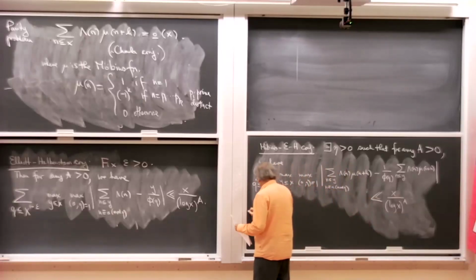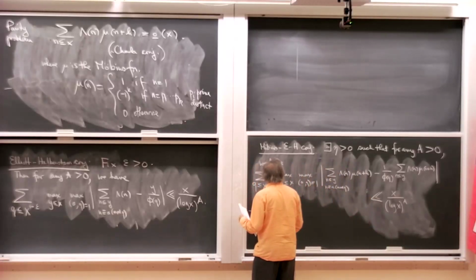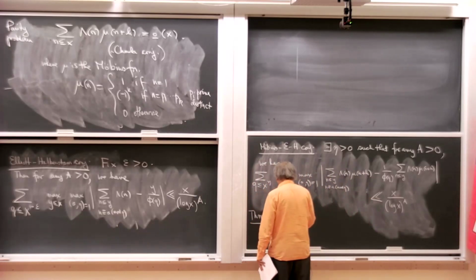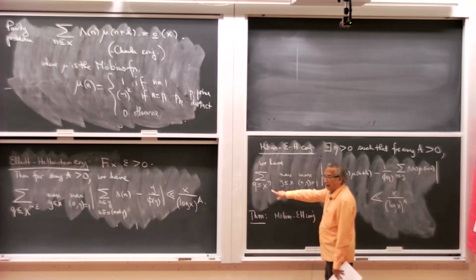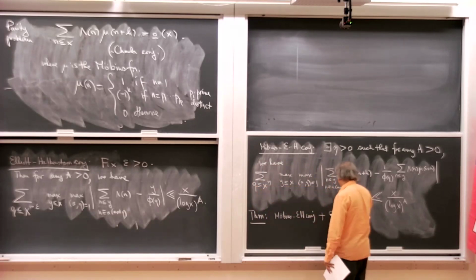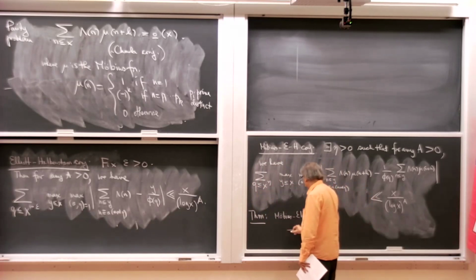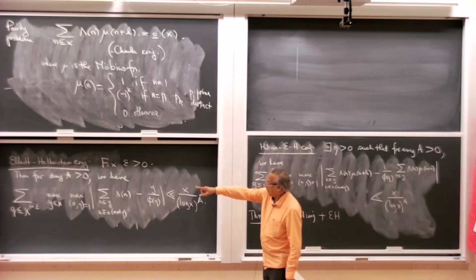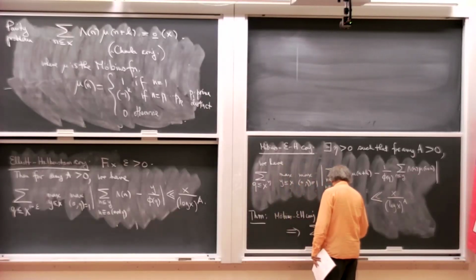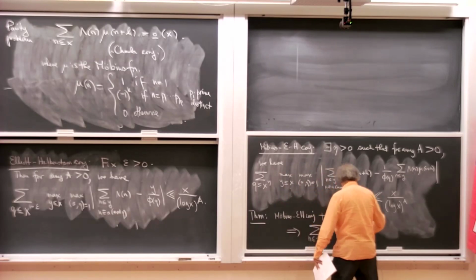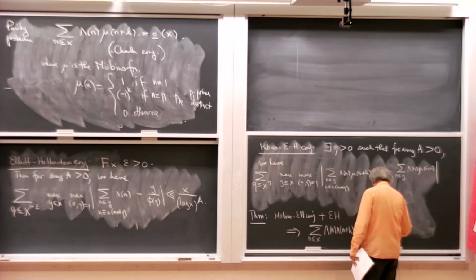So the theorem then is, the Mobius Elliot-Halberstam conjecture for any positive eta, plus the Elliot-Halberstam conjecture, implies the shifted prime conjecture, so implies summation lambda of n plus h, n less than or equal to x, is asymptotic to some singular series times x.